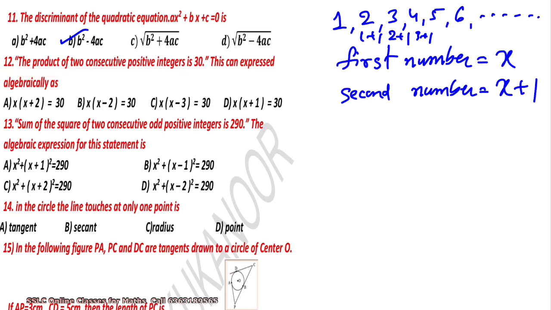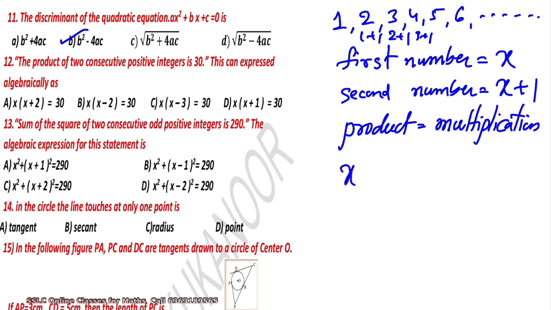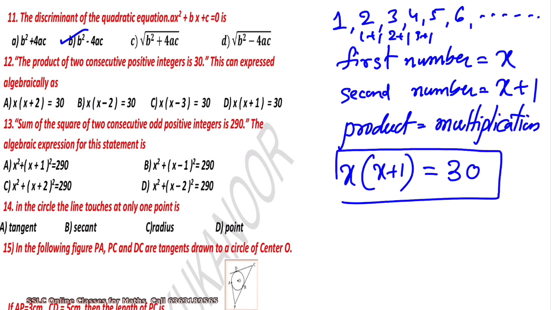Product means what? Multiplication. What is the first number? X. Second number x plus 1. When written in brackets like this with nothing in between, it means multiplication. What is its value? It is given as 30. x into x plus 1 equal to 30. So what is the answer? D is going to be the answer for us, right?